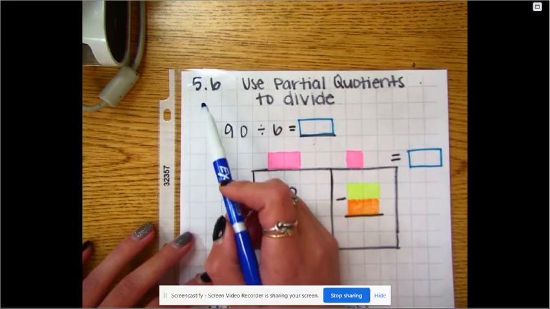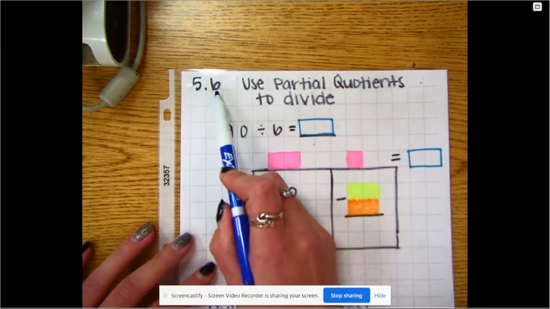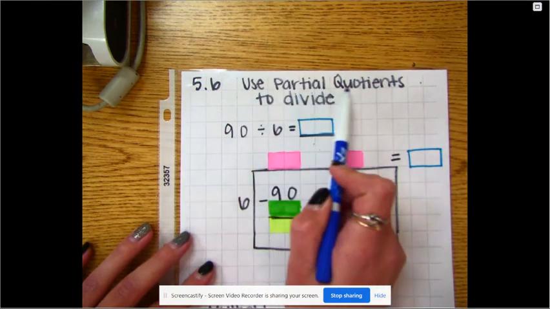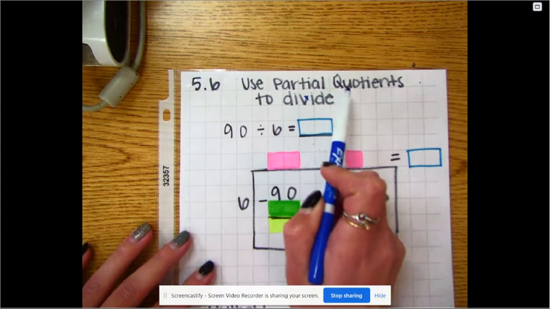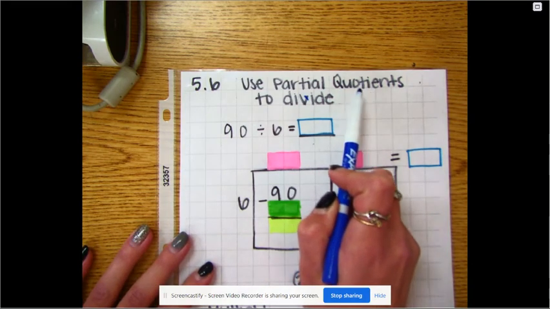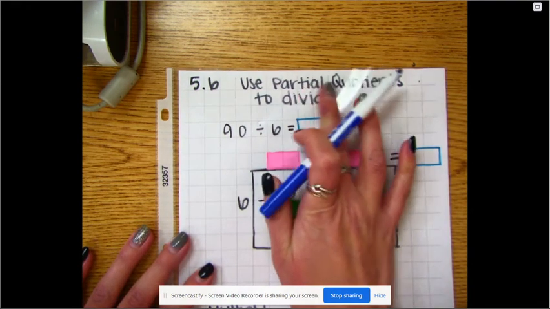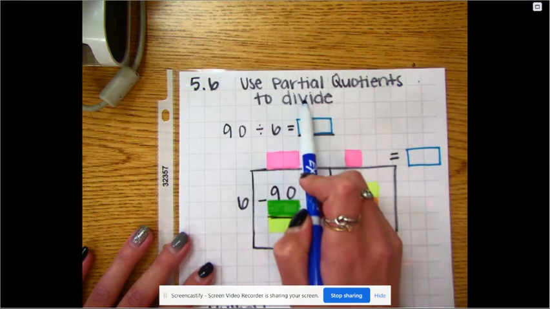Hey, let's look at lesson 5.6. Use partial quotients to divide. Let's think about our vocabulary, a quotient. A quotient is just the answer to a division problem, and we know we're going to divide.